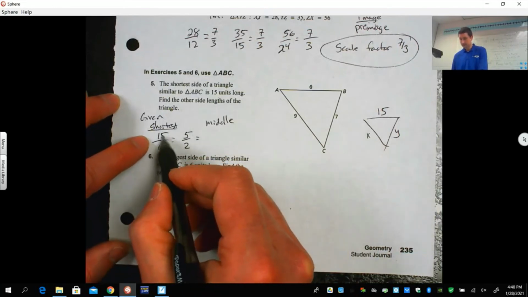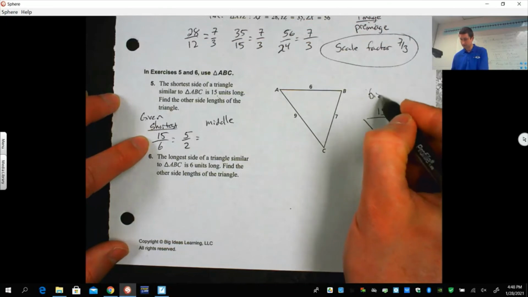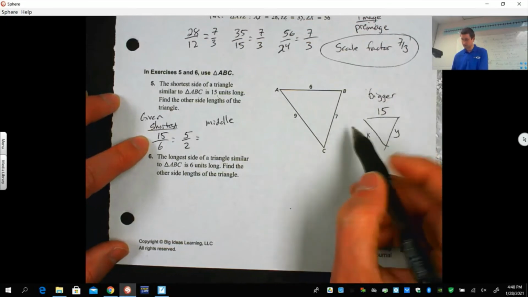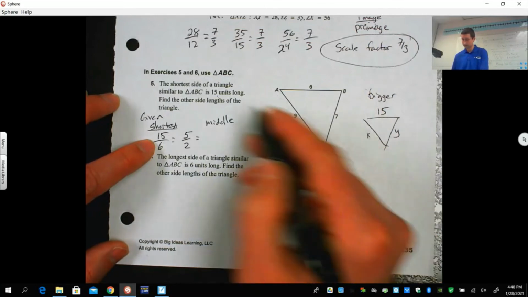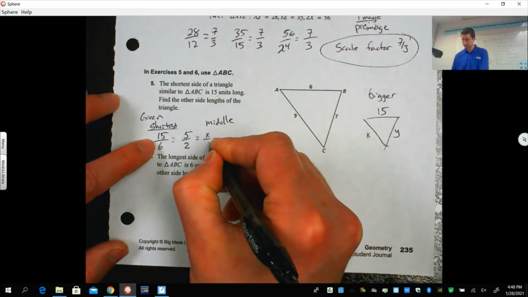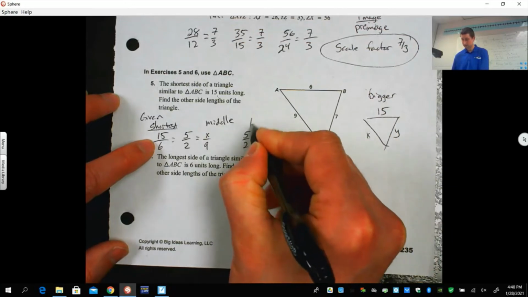Okay, 15 is the bigger triangle, so this is the bigger one, even though I didn't draw it bigger. The bigger number is going on top, so I'm going to go x has to go over 9. 5 over 2 equals x over 9. And then we're going to have 5 over 2.